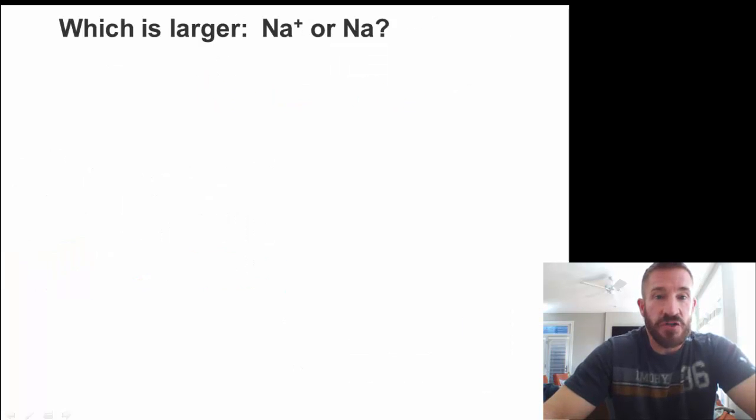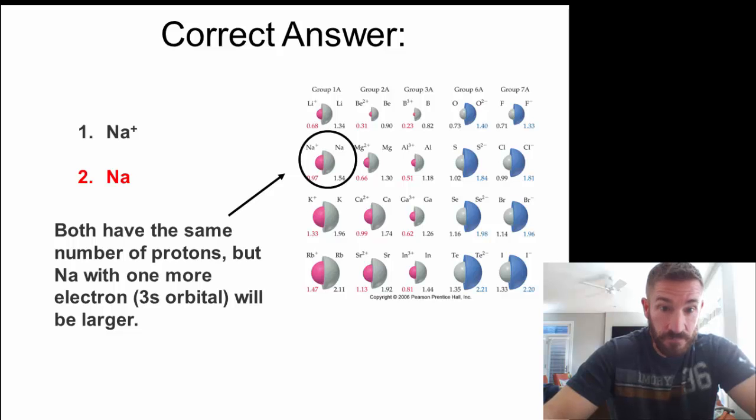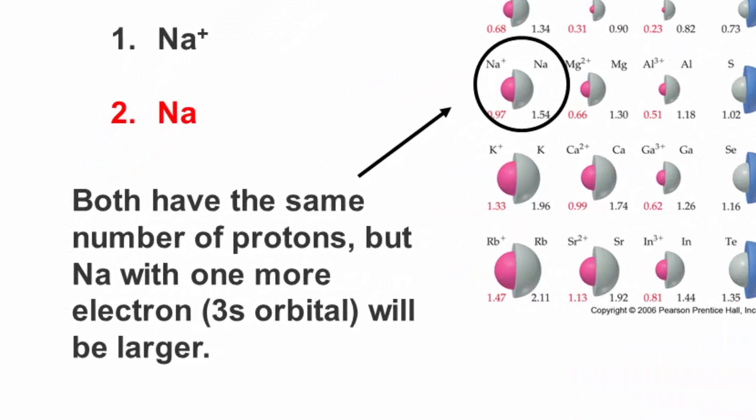Next one, couple quick questions, which is larger, sodium ion or sodium? Hopefully for this, you would pick the sodium because you have the same number of protons but a greater number of electrons, and sodium actually has that extra 3s1 electron. So the sodium is actually the biggest one for this because they have similar protons, and sodium has one more electron in a 3s orbital, and that 3s orbital is going to make it much larger.